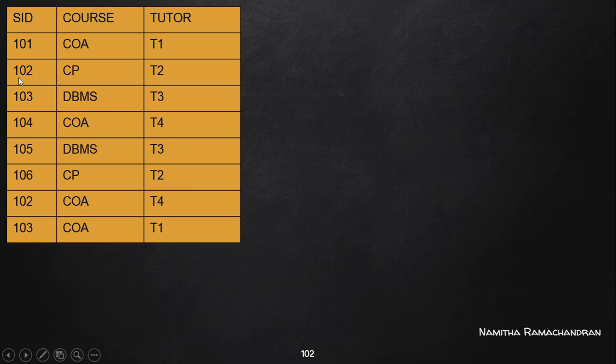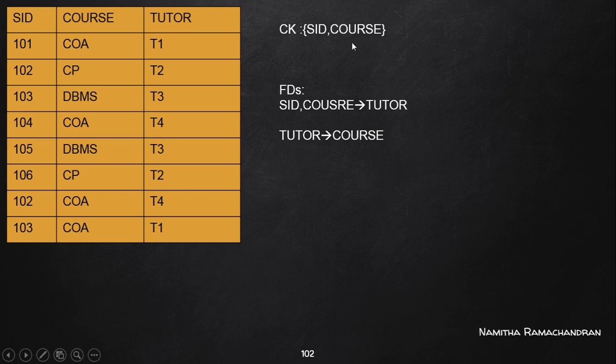In this, the student with ID 102 joined two different courses. Again, the student with ID 103 joined two different courses. So it is clear that using the student ID value alone, we can't uniquely identify different tuples of this relation. So instead of using SID alone, we need to use the combination of SID and course as the candidate key here. Using this combination, we can uniquely identify each of these rows.